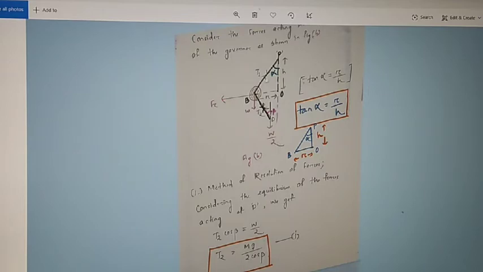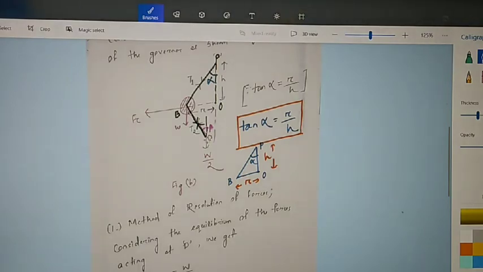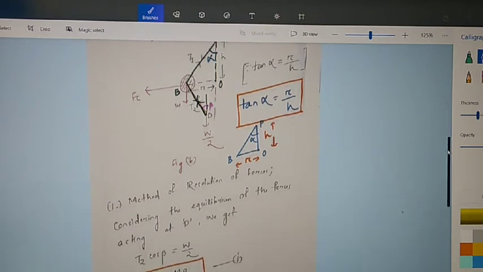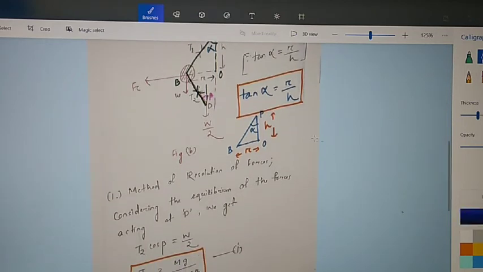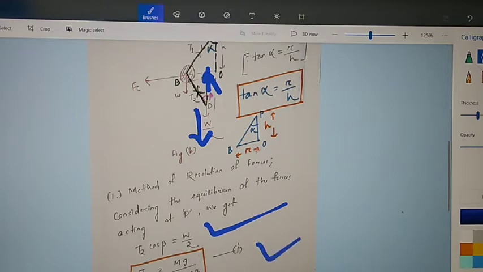Here consider the forces acting on one half of the governor. If we focus our attention at point D, as we have previously discussed, there will be a force in this direction, T2 cos beta, and this will be balanced by W by 2, where it is written like this. So T2 cos beta is equal to capital W by 2, that is T2 is equal to capital Mg by 2 cos beta. This will be the first equation, and here it will form a triangle.